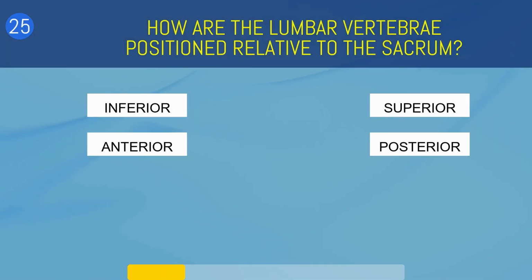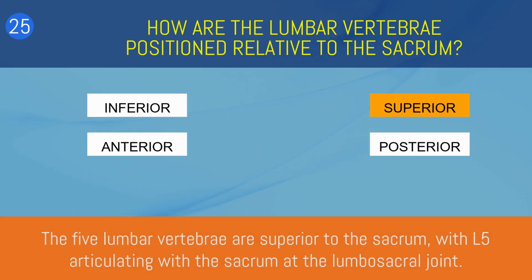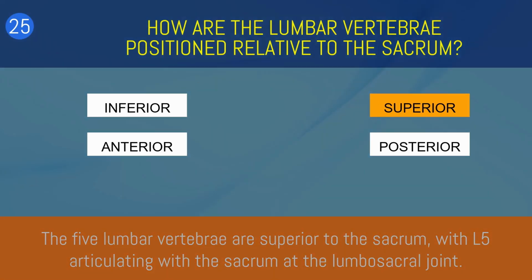How are the lumbar vertebrae positioned relative to the sacrum? Inferior, anterior, superior, or posterior? Superior. The 5 lumbar vertebrae are superior to the sacrum, with L5 articulating with the sacrum at the lumbosacral joint.